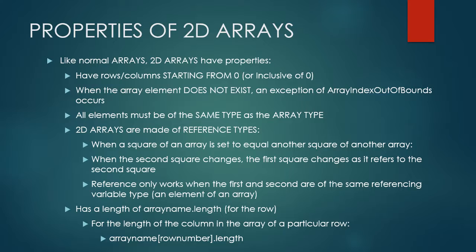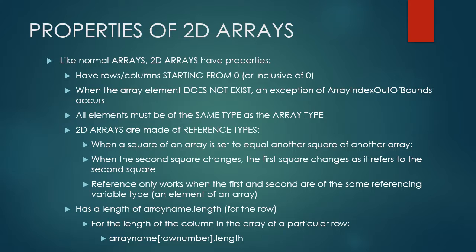Also, 2D arrays are made of reference types, meaning when a square of an array is set to equal another square of another array, when the second square changes, the first square changes as it refers to the second square. However, this only works if the first and second variable types are of the same referencing variable type. In this case, an element of a 2D array.